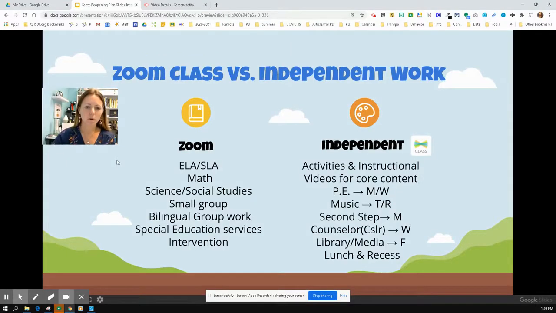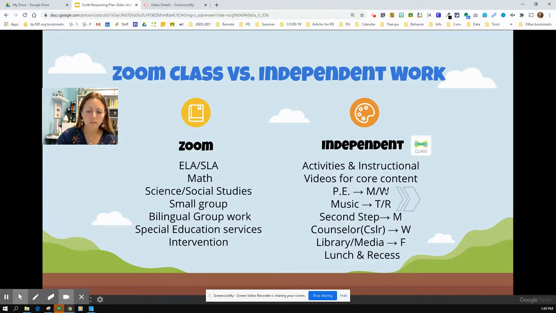Students will do work both on Zoom and independently at home. The content that will have designated times on Zoom are the following: ELA/SLA, Math, Science and Social Studies, Small Group, Bilingual Group Work, Special Education Services, and Intervention. The content that will be delivered independently via Seesaw are activities and instructional videos for core content, ELA/SLA, Math, Science, and Social Studies, as well as PE and music.